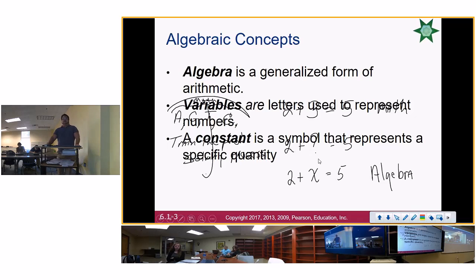Pi means 3.14159, blah, blah, blah. It doesn't change. No matter where you pull up pi on your calculator, whether you're in China or in America, it's going to pull up 3.14159, period. So that's why it's called a constant. It is a symbol, and use pi in your notes because that is a symbol that represents a certain number.